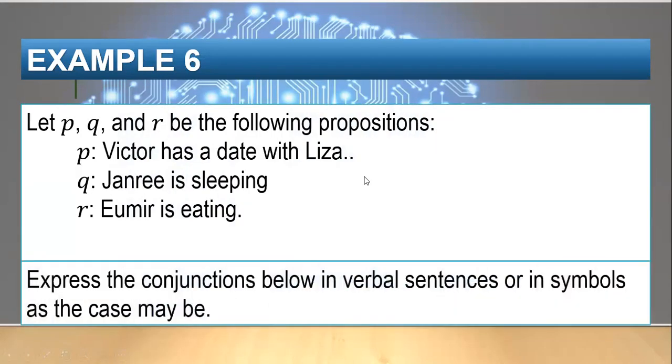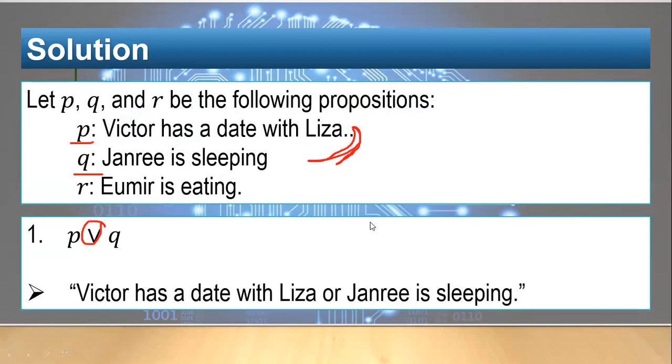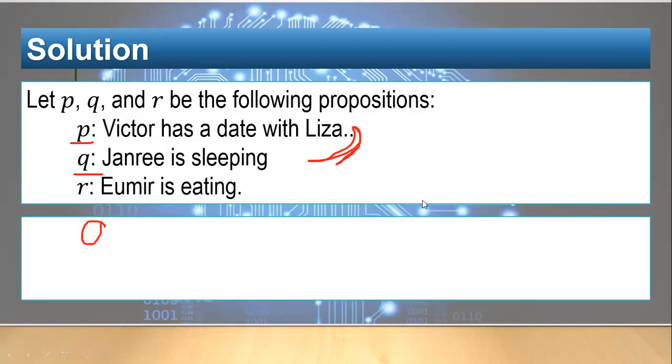Let's have an example. So we'll be expressing this into sentence or in symbols. Okay, P or Q, asan ba si proposition P tsaka Q? Okay, pagsasamahin natin tong dalawang sentence na to using or na. Kasi tong symbol na to ay again or. So our answer will be Victor has a date with Lisa or Janry is sleeping. So this is easy, right?